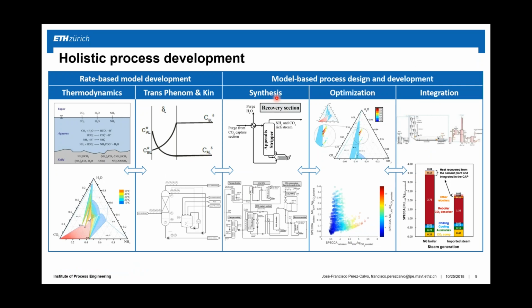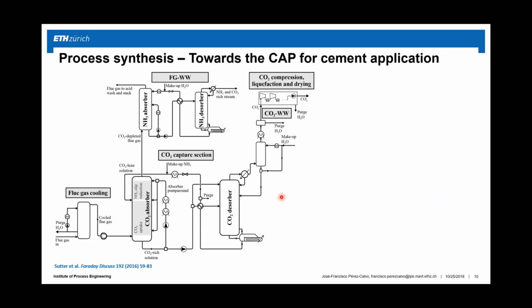The goal here was to move on from the simple flow scheme implemented in Aspen Plus for the power plant application towards the more comprehensive and complete process flow scheme applied to the cement plant.